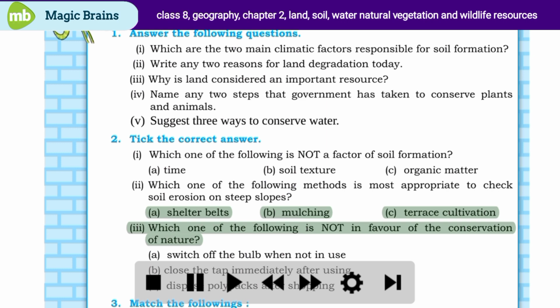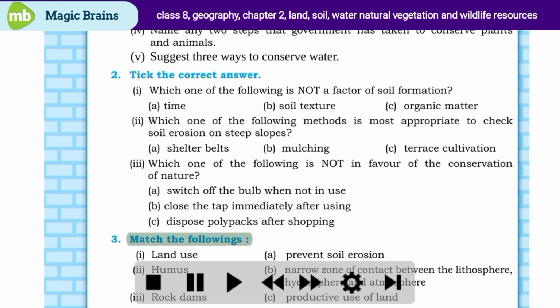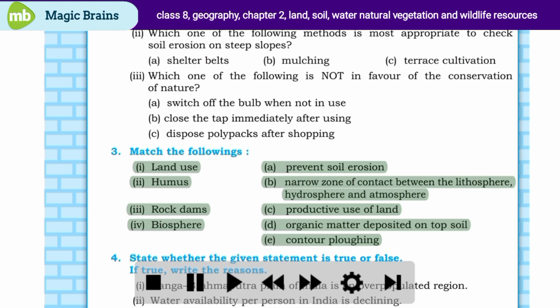Question number 3. Which one of the options is not in favor of the conservation of nature? A. Switch off the bulb when not in use. B. Close the tap immediately after using. C. Dispose polybags after shopping. Number 3. Match the given columns. 2 columns are given under question number 3.